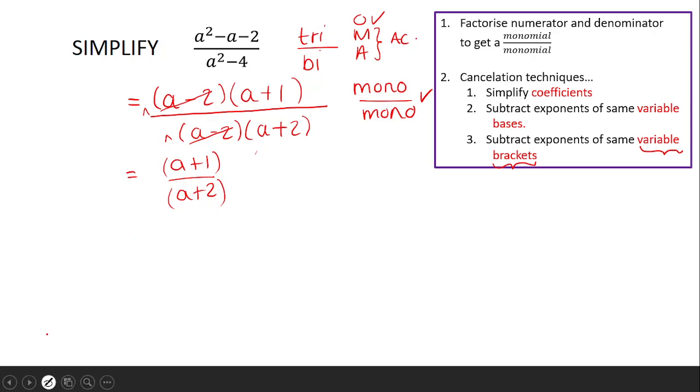Also remember that once these brackets are gone, what are we dealing with now? We are dealing with a binomial over a binomial, which means we no longer have mono over mono. So we are done. Remember, only mono over mono can simplify.